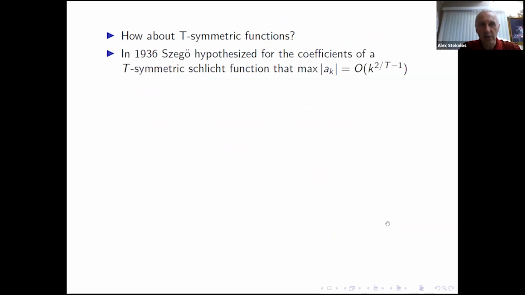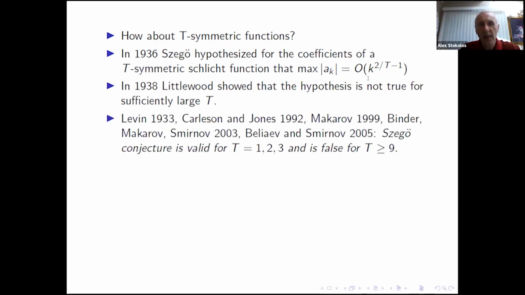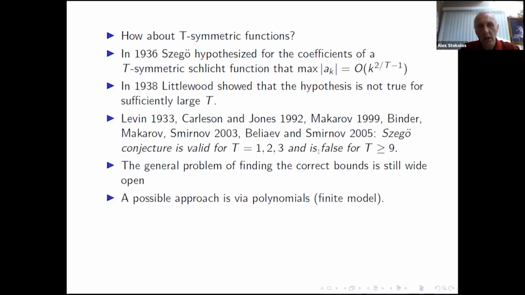How about t-symmetric functions? So Szegő hypothesized the coefficients of t-symmetric Schlicht functions satisfy this estimate. And again, it turns out that this is not the case in general, and Littlewood proved that this is not true for sufficiently large t. And then there are a series of results, and the state of the art at this day is that for t equal to 1, 2, and 3, this estimate is false. For t greater or equal than 9, it's valid. But for other t, it's an open, pretty hard, difficult question.